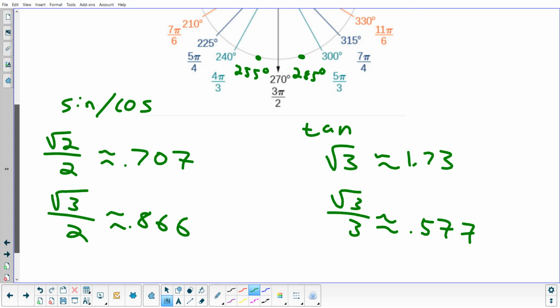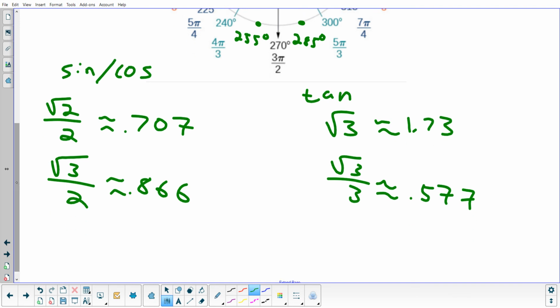All right, so those are some special decimals that we're going to see, that when we see them, you need to change it to the fraction that I put it's equal to. Any questions on those special decimals? Okay.